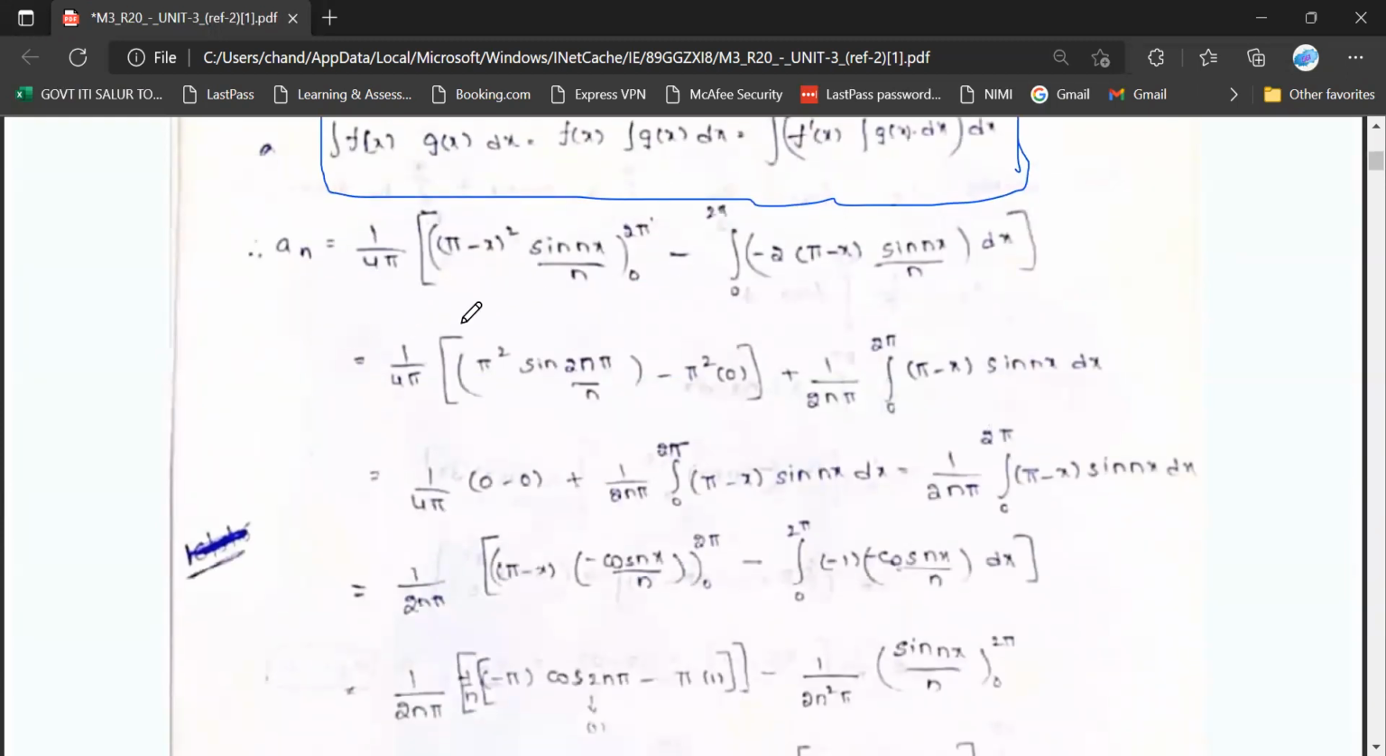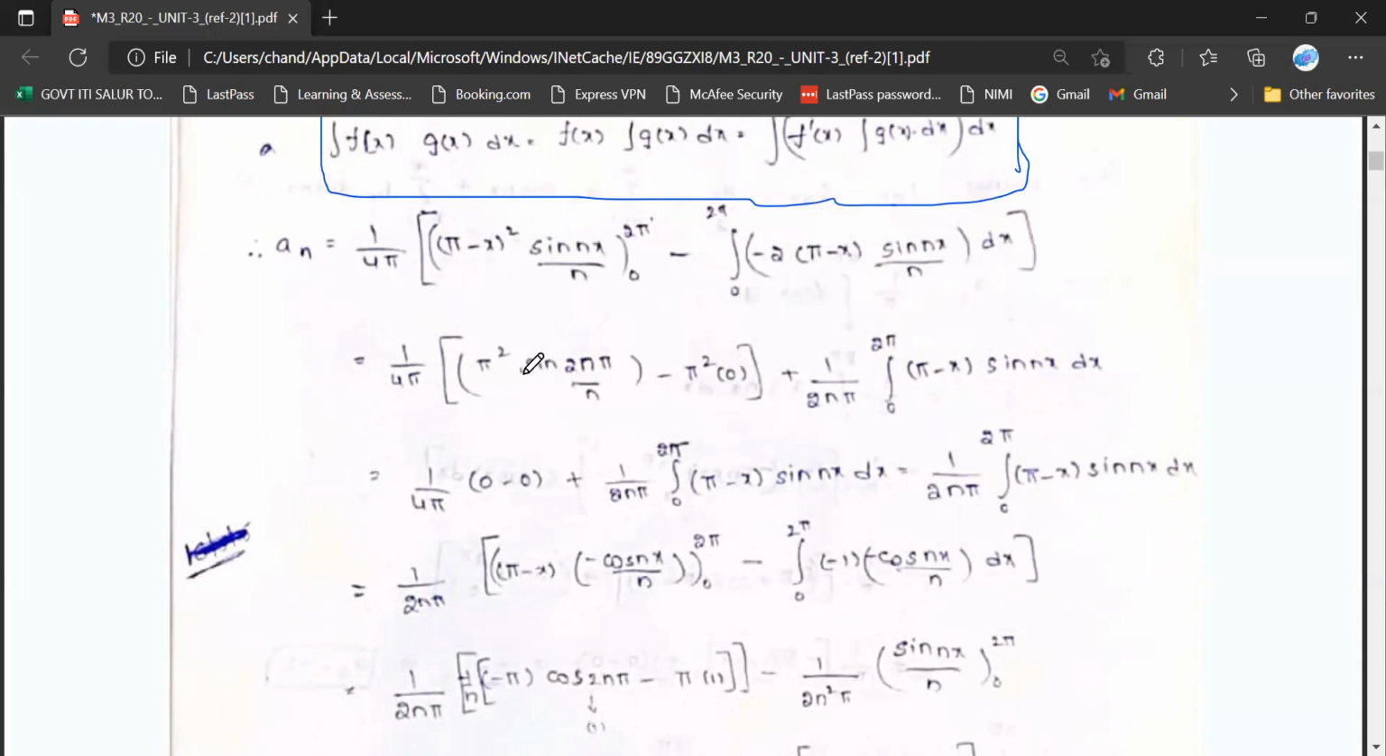So we take AN with the following formula. By the formula, we get the equation 1 by 4 pi into pi minus x whole square sin nx by n, from limits 0 to 2 pi, minus the integration from 0 to 2 pi of 2 times pi minus x sin nx by n dx. So we take the double derivative of the form into the next form. We substitute the values, and substituting 0 always gives 0, so we don't need to move that step.